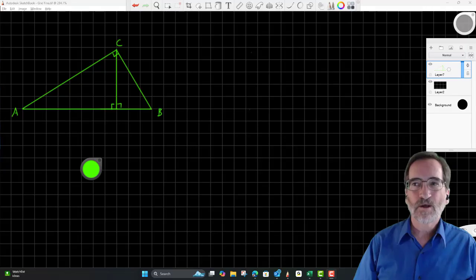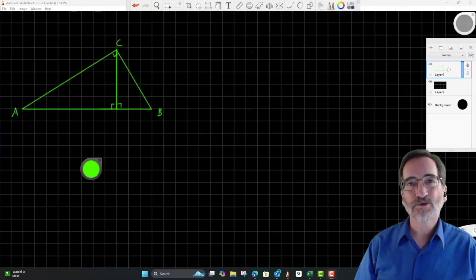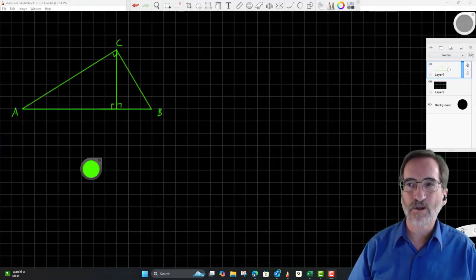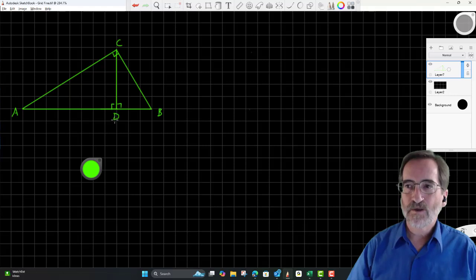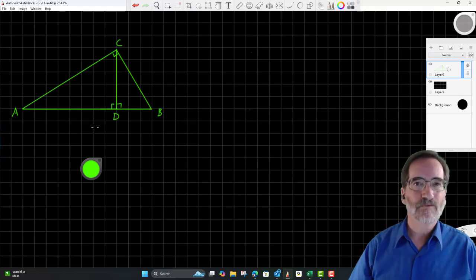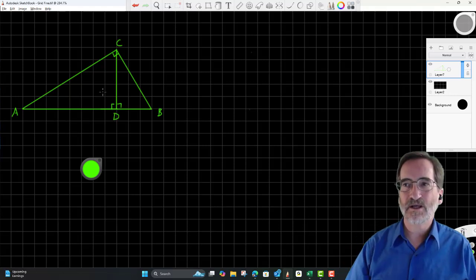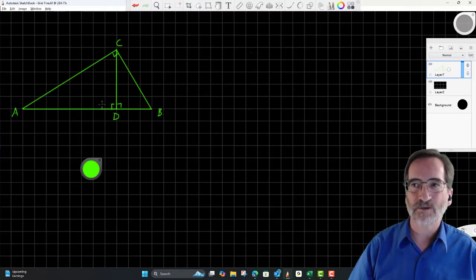Today we're dealing with the altitude drawn from the right angle of a right triangle. I've got the situation drawn below. We have right triangle ABC, where C is a right angle, and we draw an altitude. That means a line drawn from the vertex so that it is perpendicular to the opposite side. So CD is perpendicular to AB, and angle CDA and angle CDB are right angles.